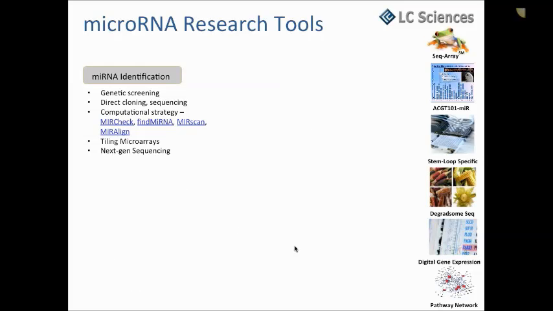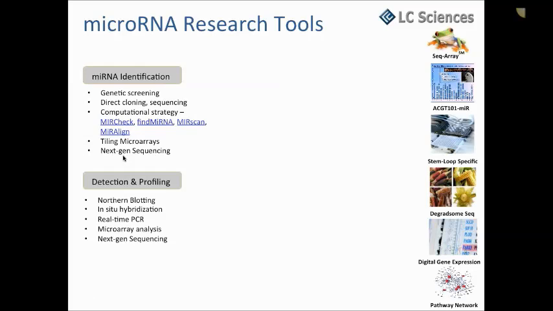And if you're looking at research tools that are available right now, starting out with MicroRNA Identification, there are of course direct cloning and sequencing methods. Next-gen sequencing is certainly the biggest there to find new microRNA sequences, but there are also computational tools that allow you to predict microRNAs, like miRNA-seq, find microRNA, miRScan, miRalign, and so on. You can do tiling microarrays, and as mentioned already, next-gen sequencing. That's certainly the biggest here nowadays in this category.